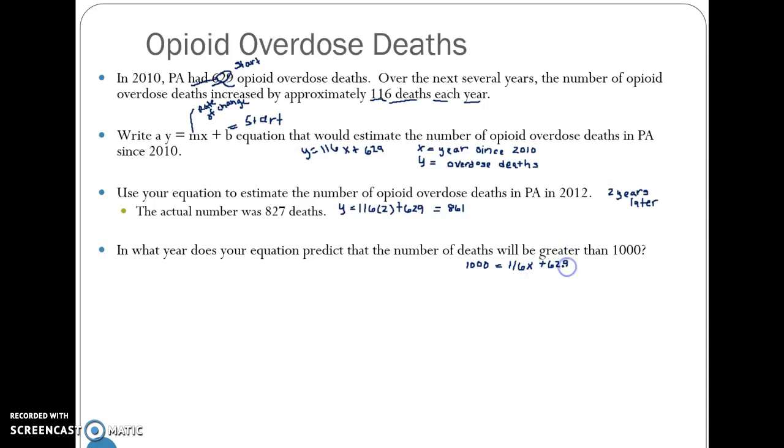And then I have just a little bit of algebra to do in order to solve this. So I would want to subtract 629 from both sides, so minus 629 to move that over, and that would give me 371 equals 116x. And then to finish solving, I divide by 116 on both sides, and that will give me x equal to 3.198.